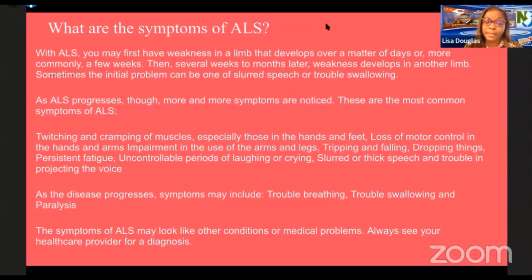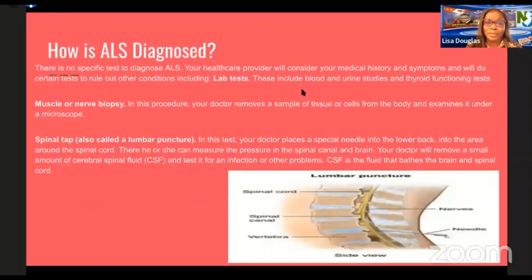The symptoms of ALS may look like other conditions or medical problems. Always see your healthcare provider for a diagnosis. And that's not only for ALS, but for any illness as well. You want to see a healthcare provider for the diagnosis.